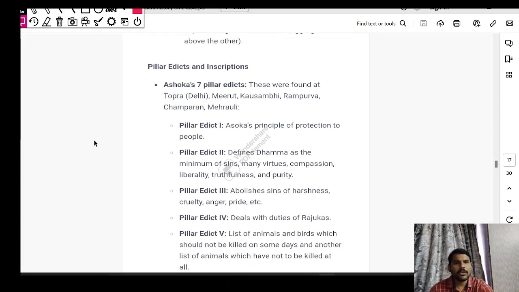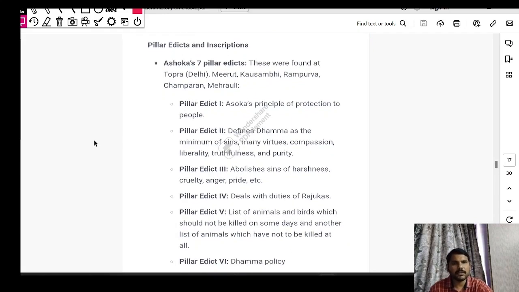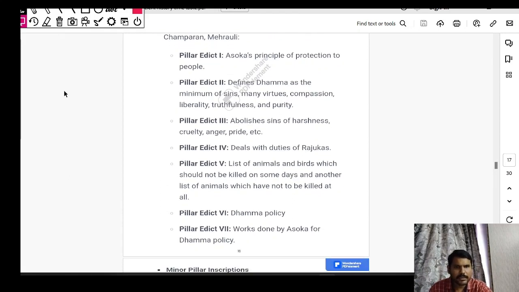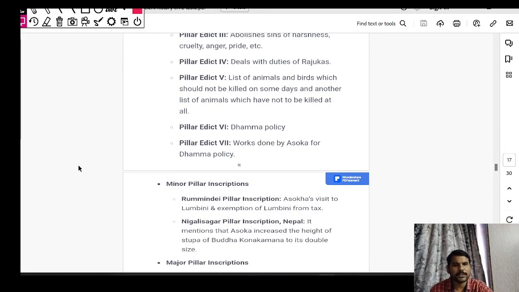This also you have to remember a few things. Okay, what pillar edict one says, what pillar edict two says. If you can't remember everything, remember at least one or two things. Most important, here you have pillar edict six, Dhamma policy. So that is important. Protection from people. So just go through these pillar edicts and try to remember as much as possible.